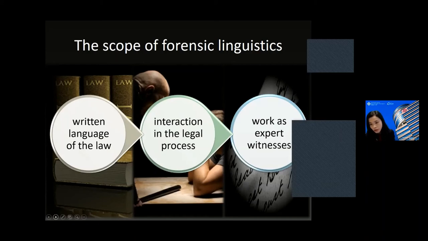Another area is to do with the interaction in the legal process. When you think about the legal process, when there is a crime, from the very beginning you will probably need to report the crime, so you will need to make an emergency call. And then the police will come and investigate. That means they will also have interviews with the witnesses. And after the police investigation, we will probably have a courtroom procedure. For example, you may need to go to court and make a statement as a witness. You'll need to testify in court. So all these are to do with interactions in the legal process.